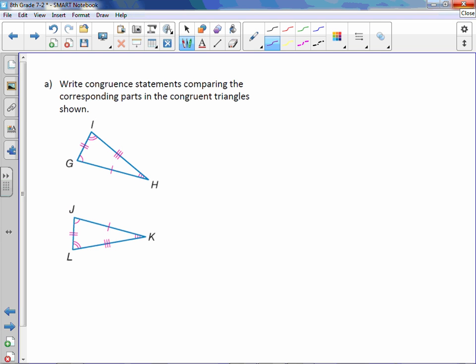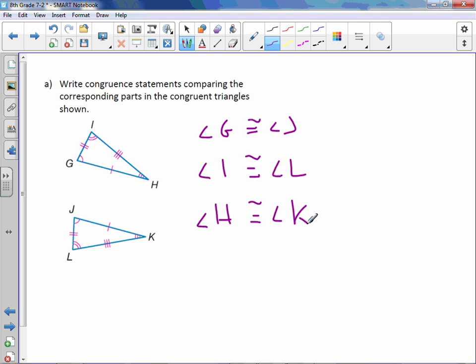Write congruent statements comparing the corresponding parts and the congruent triangles shown. So look at the dashes. Let's start with our angles. Angle G has one arc here, and angle J has one arc. So I can say that angle G is congruent to angle J. Similarly, I has two arcs and L has two arcs, so angle I is congruent to angle L. And H has three arcs, K has three arcs, so angle H is congruent to angle K.